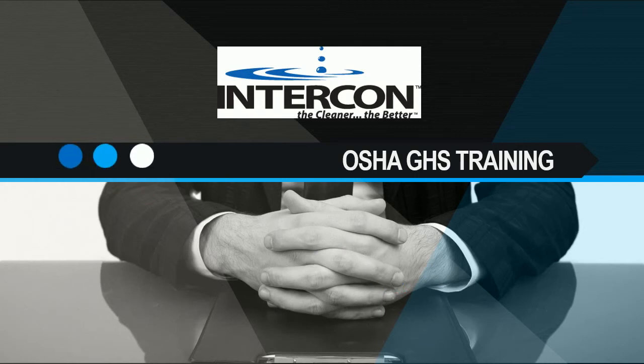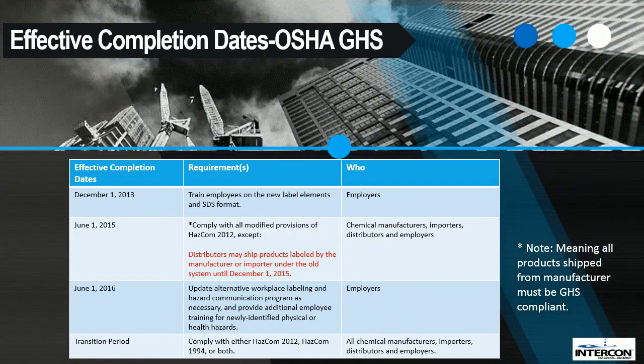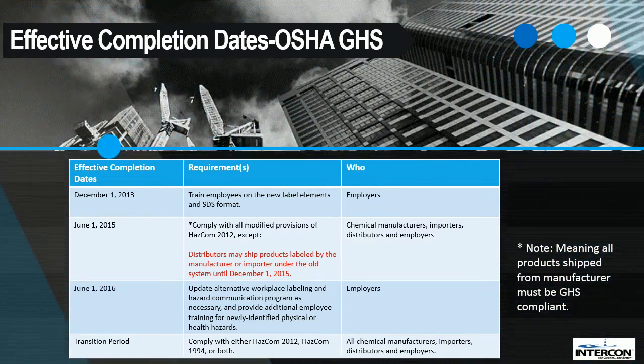OSHA revised its Hazard Communication Standard, HAZCOM 2012, to align with the United Nations Globally Harmonized System of Classification and Labeling of Chemicals, GHS. What you need to do and when is shown in this OSHA effective completion date chart. Manufacturers must meet a June 1, 2015 completion date for complying with modified provisions of HAZCOM 2012. Distributors may ship products labeled by the manufacturer or importer under the old system until December 1, 2015. Employer responsibilities due June 1, 2016 are also detailed by OSHA.